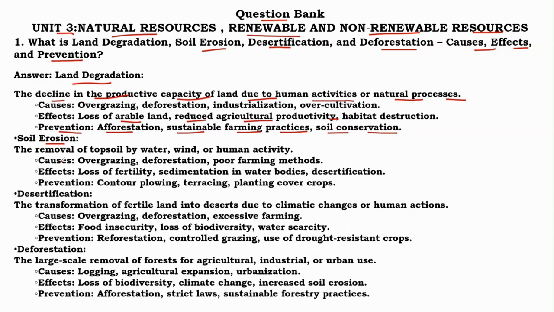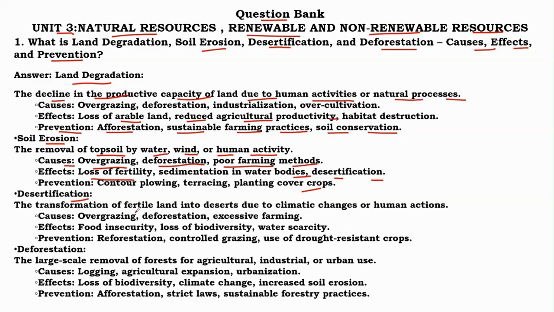Then soil erosion: the removal of topsoil by water, wind and human activity. Causes: overgrazing, deforestation, poor farming methods. Then effects are loss of fertility, sedimentation in water bodies, and desertification. Prevention: contour ploughing, terracing, planting cover crops.